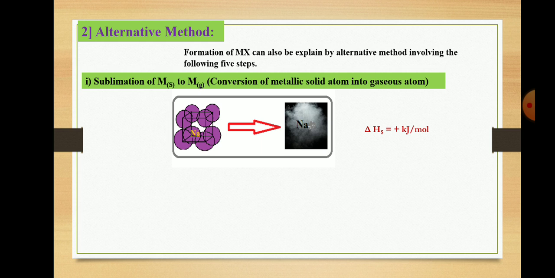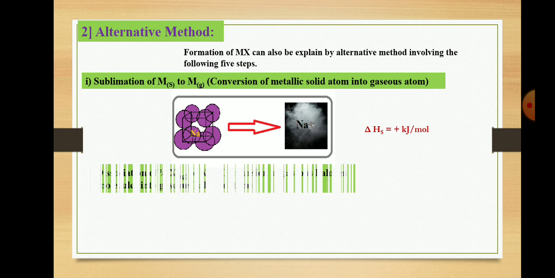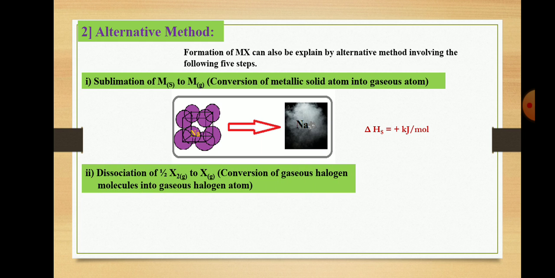Plus indicates energy required. Number two step, dissociation of half X2 gas to X gas. What is simply the conversion of gaseous halogen molecule into gaseous halogen atom. Very simple approach like this, students.